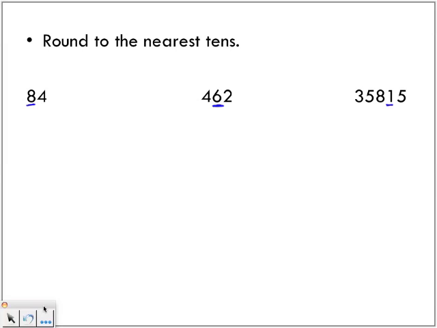Now, do we have any decimals? No. So, when we don't have a decimal, what kind of number do we have? What do we call it? Whole number. Okay? So, this is really important when we're rounding.